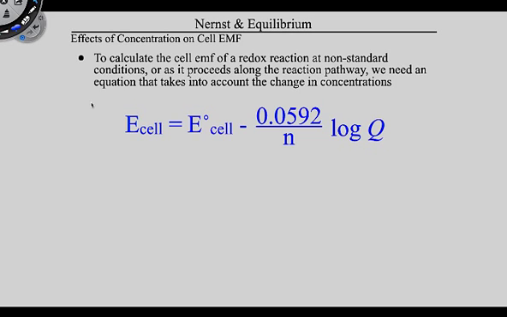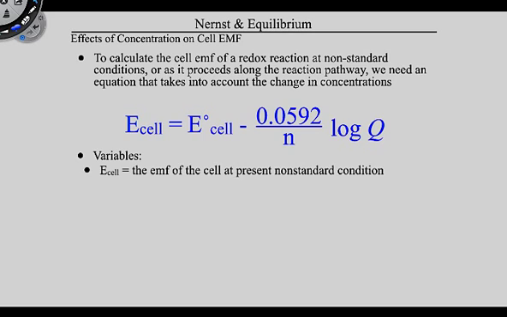So guys, let me define variables. I'll bet you can figure these out though. So what is E cell? It's the voltage of the battery at any given moment in time. What is E naught cell? That's the standard voltage. That's the one that you learned to calculate 2 days ago.